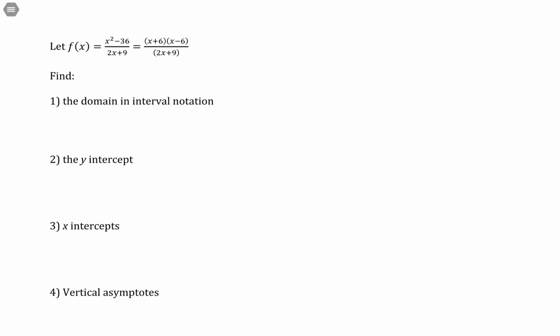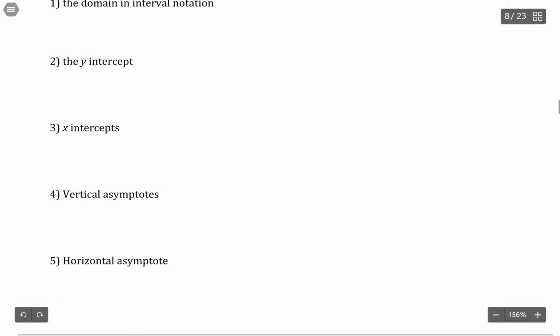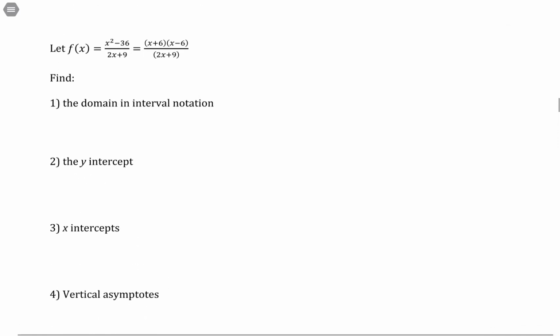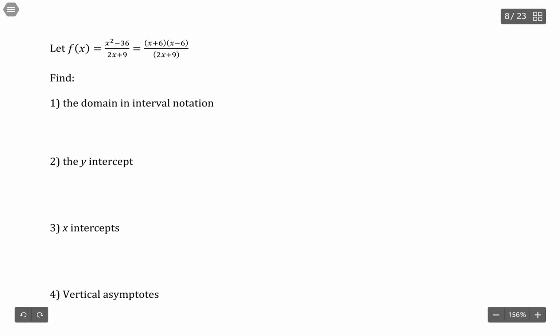Let f of x equal (x squared minus 36) over (2x plus 9). And we want to find the domain, the y-intercept, the x-intercepts, vertical asymptotes, and horizontal asymptotes. So let's get started. So first off, the domain.